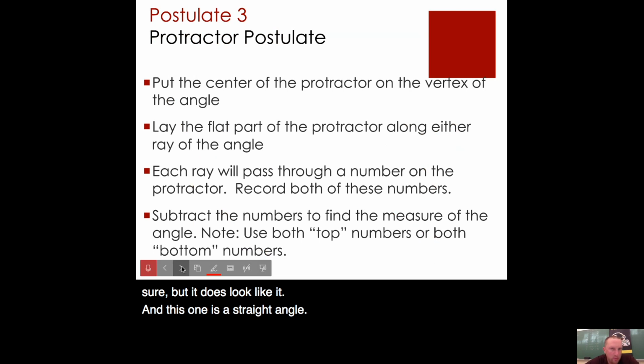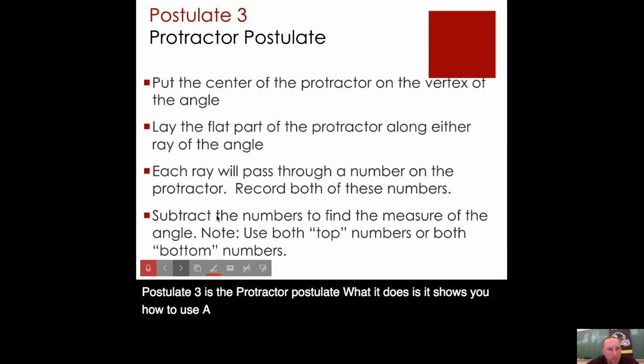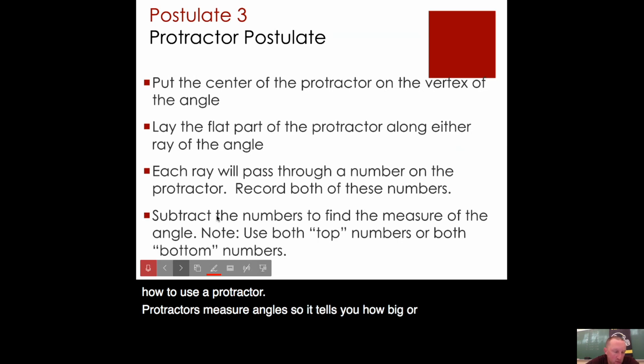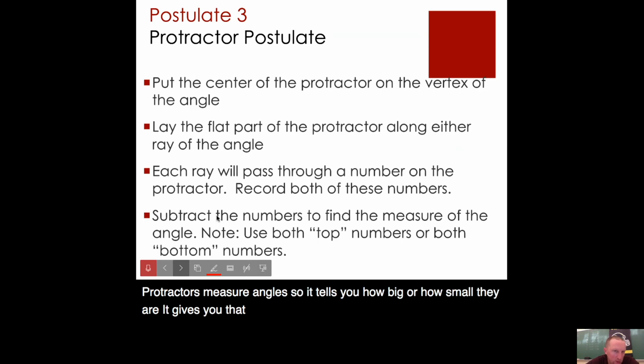Postulate number 3 is the protractor postulate. What it does is it shows you how to use a protractor. Protractors measure angles. So it tells you how big or how small they are. It gives you that measure of degrees between the two rays.